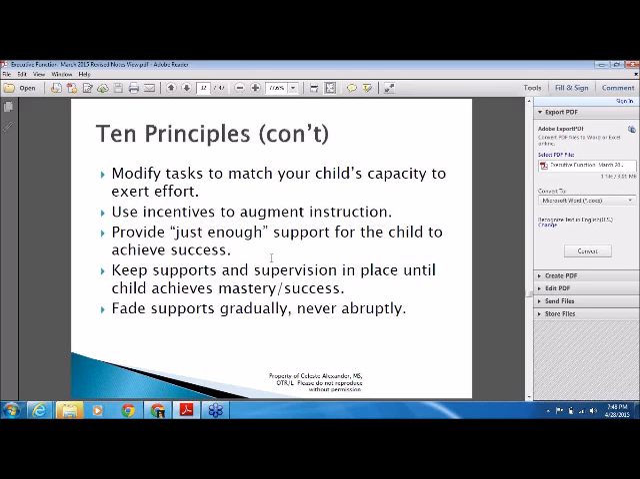Okay. And again, we're going to keep those supports and supervision in place until the child achieves that mastery and success. And then the last one that they talk about is we're going to fade supports gradually, never abruptly. Okay. So again, the example that they talk about is a child riding a bicycle. Of course, yes, they have the training wheels, and then you do take those training wheels off, but you're holding the bike, and you hold the bike as long as you need to, but you're not holding the bike forever. And then again, you provide just enough support for the child to be successful.